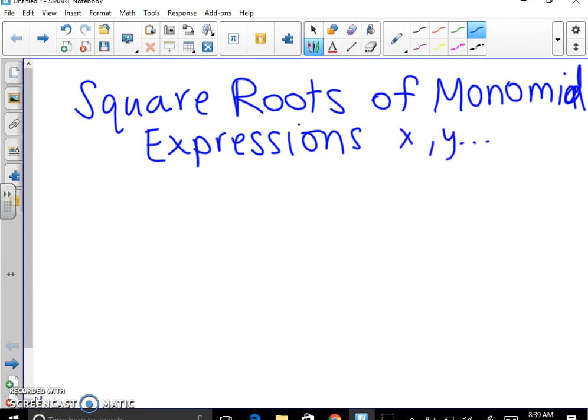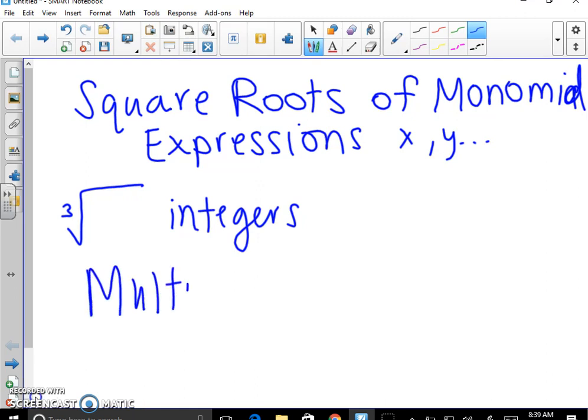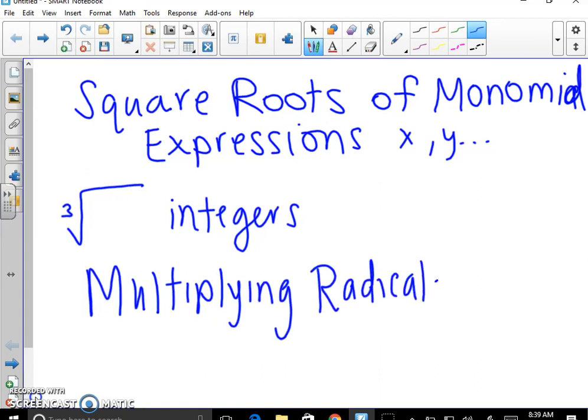We're also going to talk about cube roots. So cube roots of integers. So we're going to see some cube roots of negative numbers. We'll talk about those. And then lastly, we're going to talk about multiplying radicals. So we're going to see what happens when we actually multiply terms with radicals.